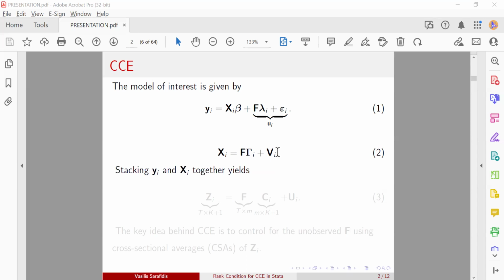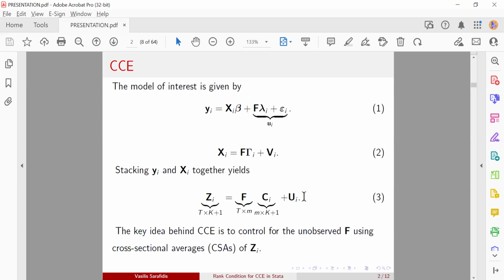Now replacing X for what X is equal to in equation 1 and stacking Y and X together yields the following T by K plus 1 matrix of observables given by Z_i. So essentially, we have expressed all the observables, both Y and X, solely as a function of a common factor component and pure noise.